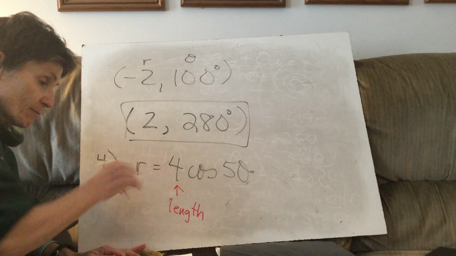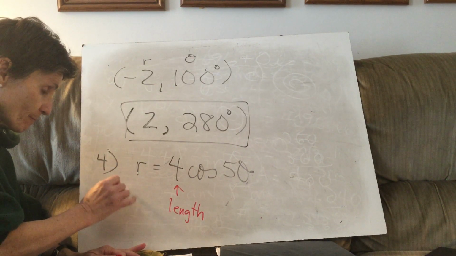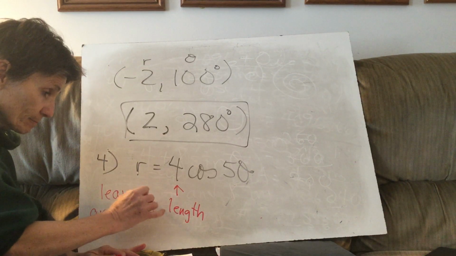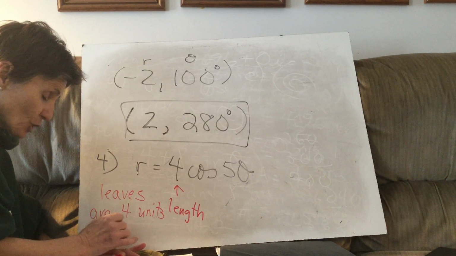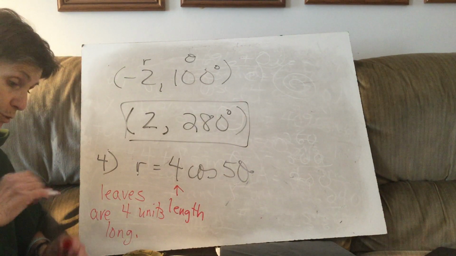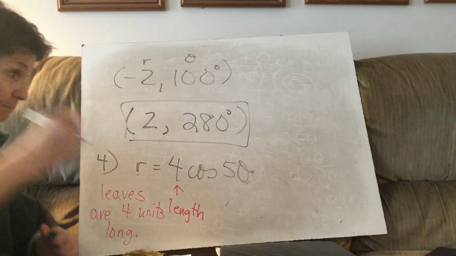So the length of the leaves is 4. So the leaves are 4 units long. Now that isn't the question, I'm just doing that for review. This question wants to know, how many leaves does it have?